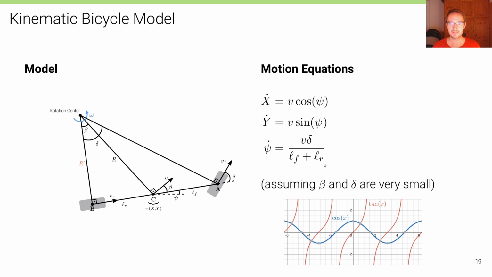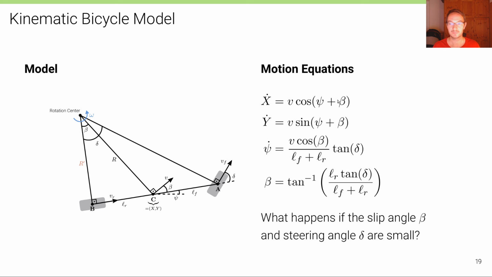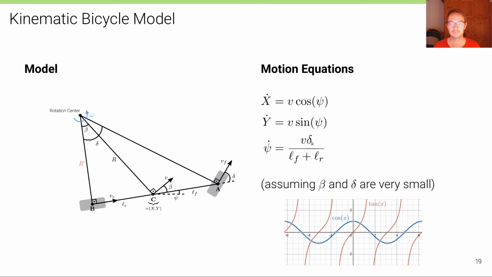So what this means is that these expressions here simplify in the following way. We don't need beta anymore because beta is 0 or close to 0, and it falls away here. And the cosine becomes 1. And the tangent of delta simply becomes delta itself. So this is the simplified expression. And here we can see again the tangent and the cosine function, where you can see that in the vicinity of 0, the tangent is approximately equal to its argument, and the cosine is approximately 1.